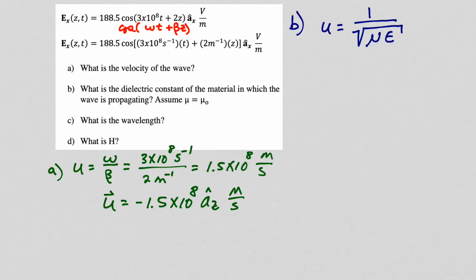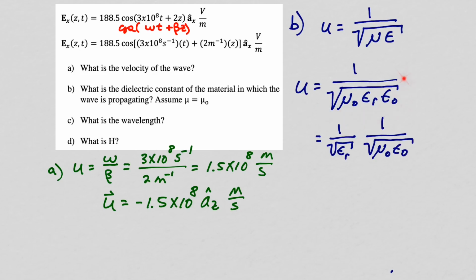We know the velocity is equal to 1 over the square root of the product of the permeability and permittivity of the material in which the wave is propagating. So for mu, we can substitute mu sub 0, and for epsilon, we'll substitute the dielectric constant times the permittivity of free space. So we can separate this as 1 over the square root of the dielectric constant times the second term, which we recognize is the velocity of our electromagnetic wave in free space, just the speed of light, which is 3 times 10 to the 8th meters per second.